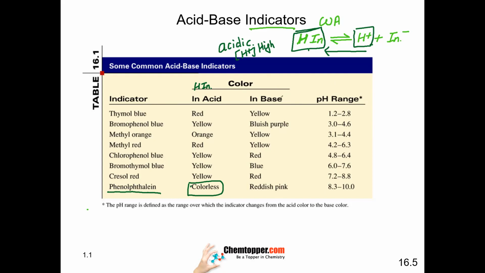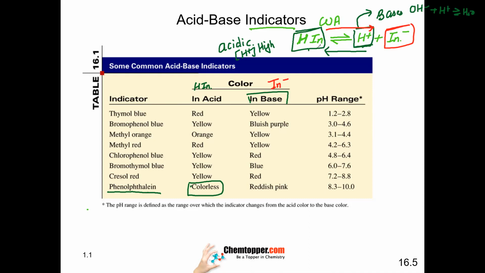But if the solution is basic, means you added, in every titration in the last, we are adding extra base, excess of base. So if the solution is basic, the bases are going to remove this H plus. OH minus reacts with H plus to give water. The base is going to remove this H plus from the equilibrium. In which direction will the equilibrium shift? In this. And your indicator will become In minus. And this one has a different color. Can you see how this indicator is pH sensitive?